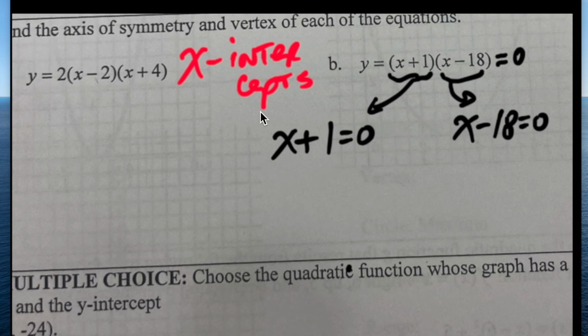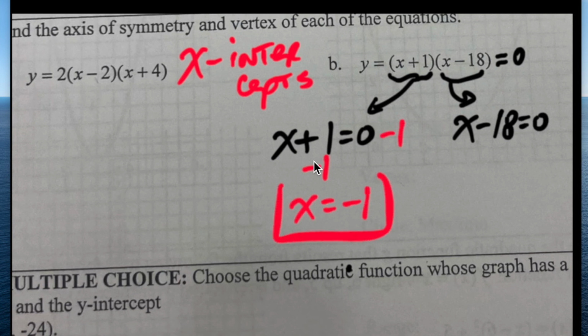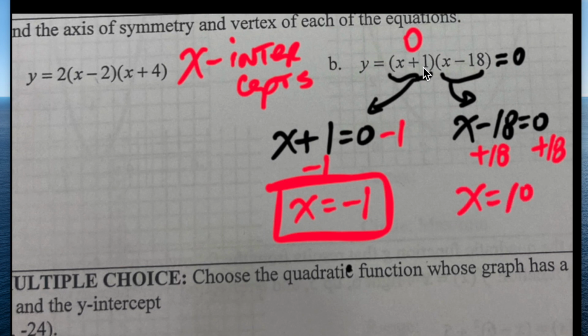Okay, how would you solve for x here? We have a neighbor that's being added to x. We know how to do this. We subtract 1 on both sides, and we get x equals -1. Okay, and to check yourself, if you take -1 and put that into that parentheses, -1 plus 1 will indeed give you 0. Okay, now the other side, to solve this equation, we're going to add 18 to both sides. Our final result is going to be x equals 18. Check yourself. If you plug in x equals 18, you're going to get 18 minus 18, and that is 0.